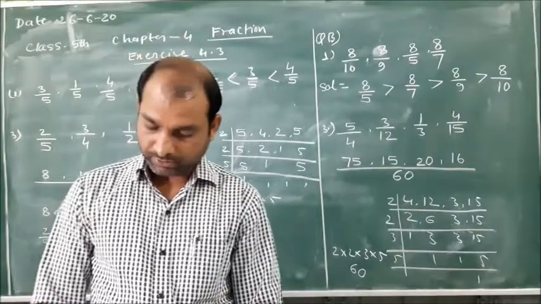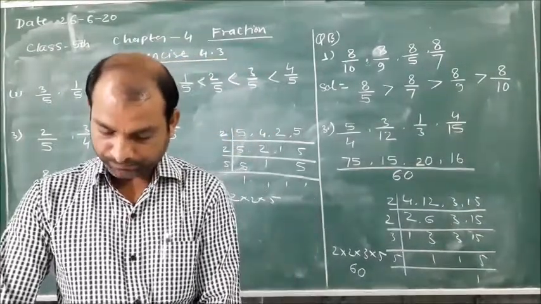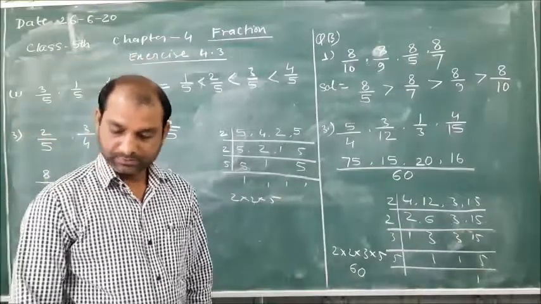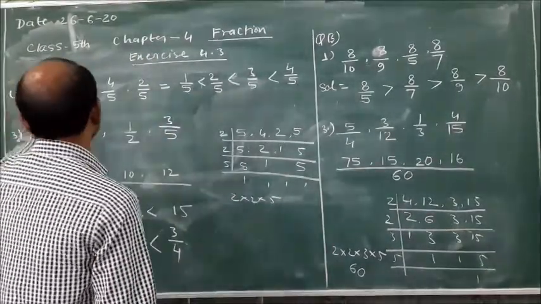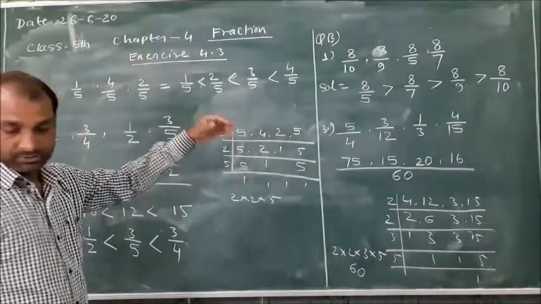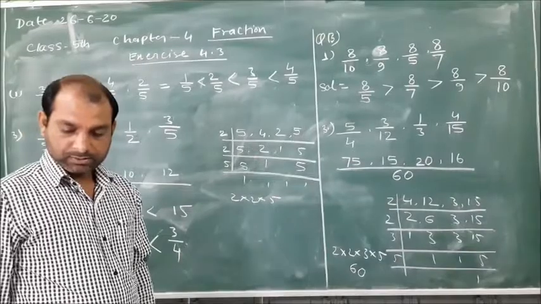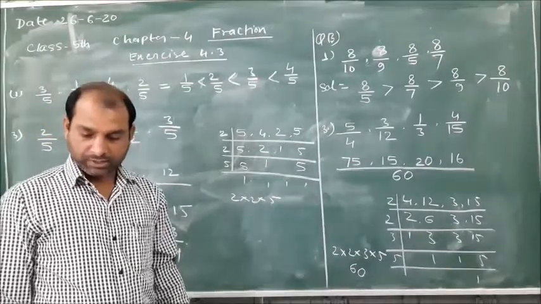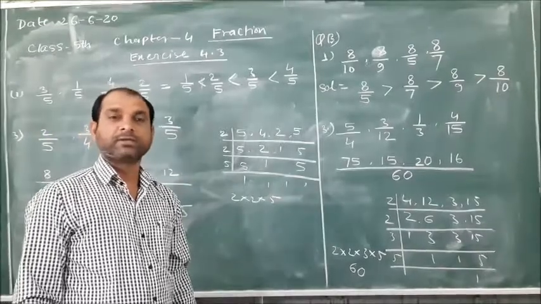Today I will tell you exercise 4.3 of class 5th. The chapter is fraction, and the first question is: rewrite the following fractions in ascending order.